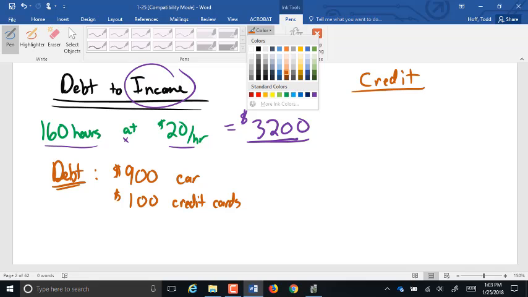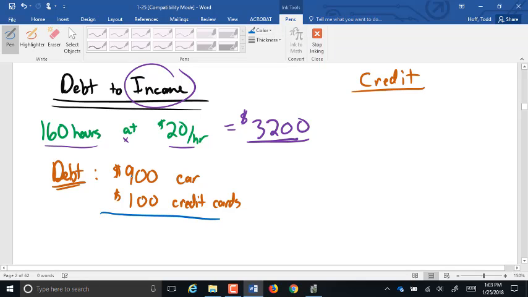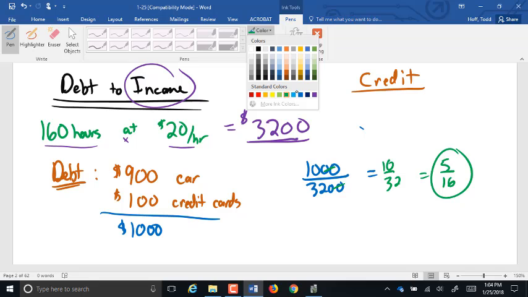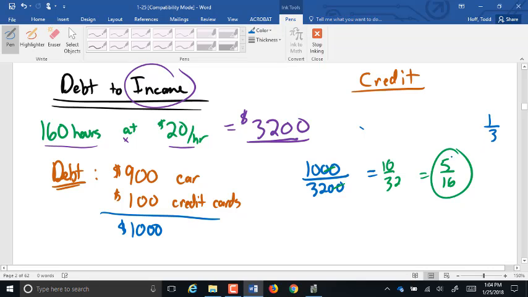Let's say that your purpose of figuring this out is you want to buy a house. You add that up, that's $1,000 per month so far. Right now, your debt to income ratio is 1,000 to 3,200. Both of those divided by 100 gives me 10 to 32. Both of those divided by 2 gives me a 5 to 16 ratio. The magic number for most banks is 1 to 3. Is 5/16 less than 1/3? Yeah, 5/16 is about 0.3125. 1/3 is 0.333. So it's less than 1/3. That means you're good to go, right?